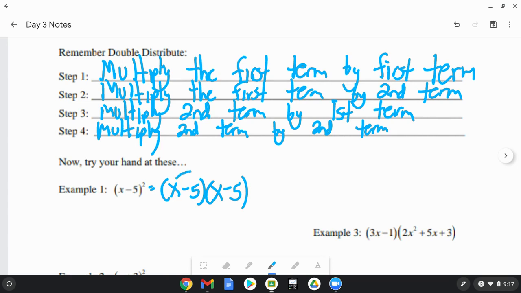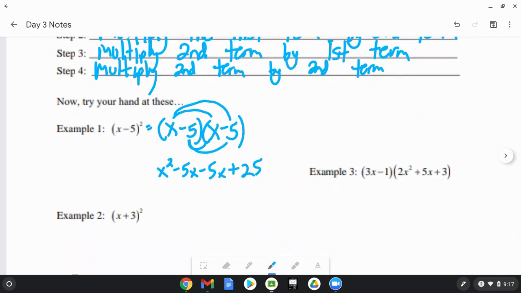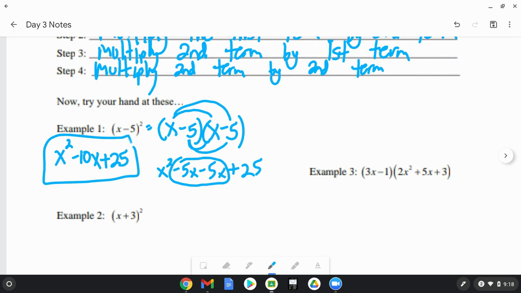So we would take this x and multiply it by that x. So that'd be the first term times first term, so it'd be x squared. First term times second would be negative 5x. Second term by first term is negative 5x. Second term by second term is plus 25. We look to see if there's any like terms that we can add together, and it's these two. So now if we add those together, we get x squared minus 10x plus 25 as my final answer. That's a quadratic trinomial, if you're going to name it.